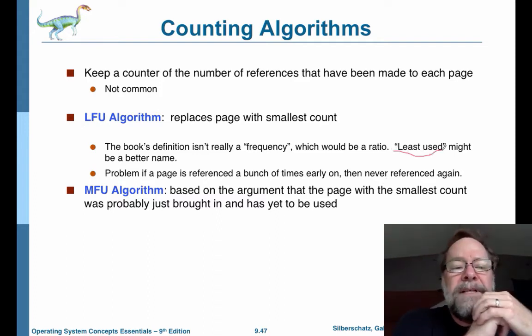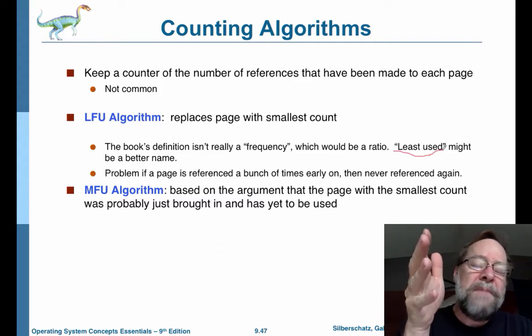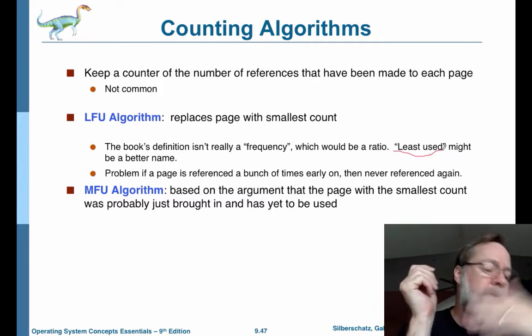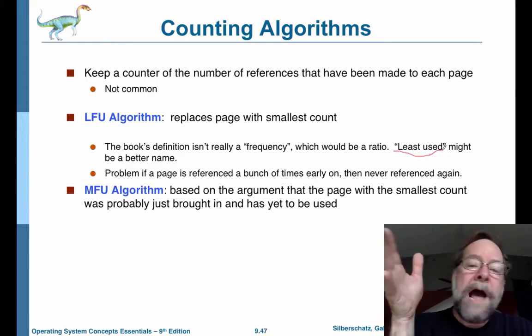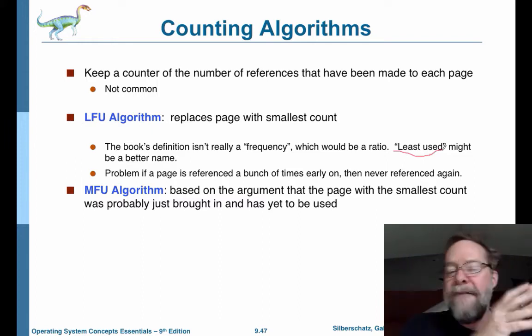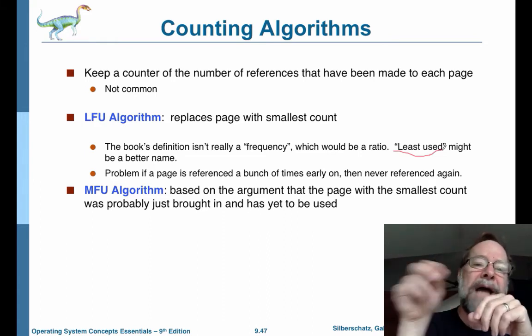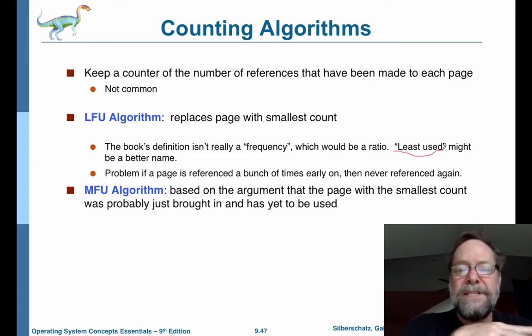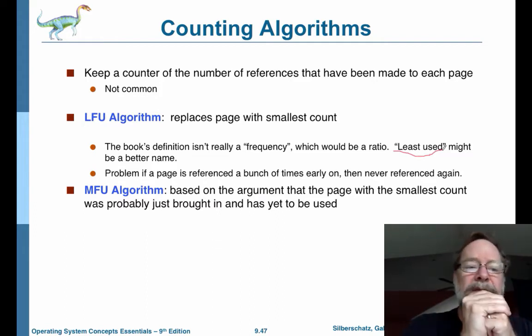A problem with this algorithm is that if during the execution of your program you access a page a whole bunch of times early on, then its page count will be very, very high. But it could be that many, many hours have passed since the program was loaded. You haven't accessed that page ever again, but you're never choosing to swap it out, because its page count is so high. You're always swapping out these other pages, and that's typically not a good thing, as we'll see.